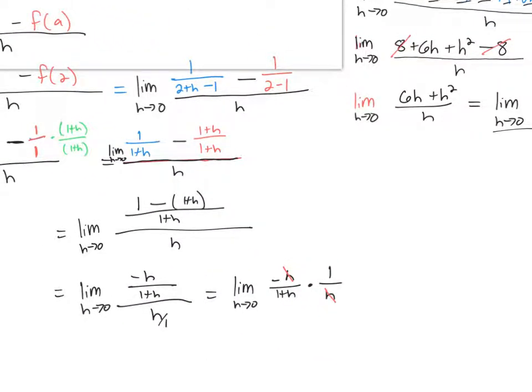Those cancel out. I'm left with the limit as h approaches 0 of negative 1, because 1 times that negative 1 that got canceled out is negative 1. And then what am I left with? 1 down here. 1 plus h times 1 is just 1 plus h. So as h approaches 0, this limit approaches negative 1 over 1 plus 0, so negative 1 over 1, which is negative 1.